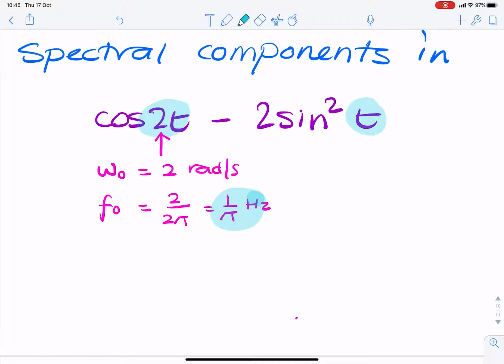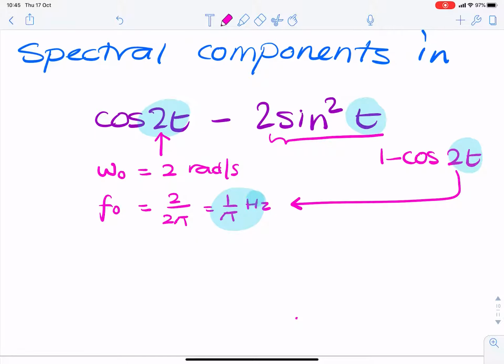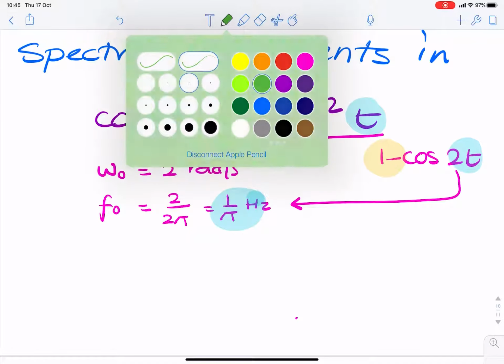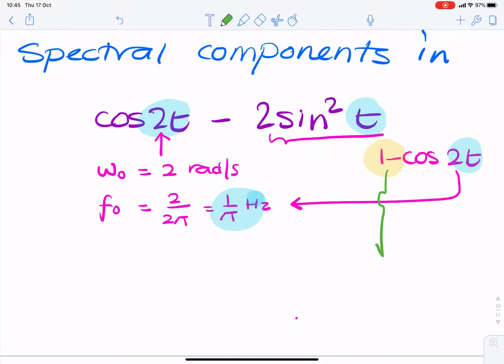So we'd look at this. Now, because it's a sine squared, we need to remember that that simplifies into 1 minus cosine twice the angle. So we end up with the same component again. But it also brings up this DC component. So this constant 1, that's a DC component. That is DC, it's a constant.